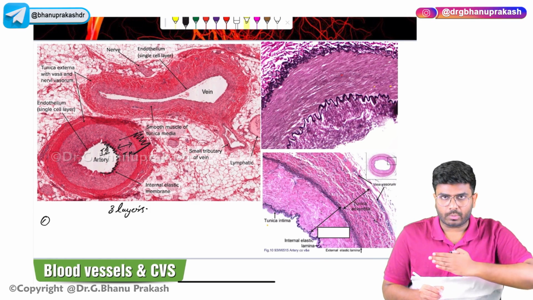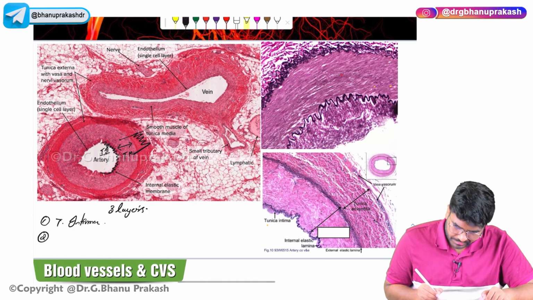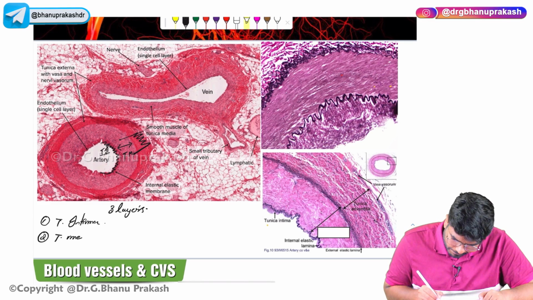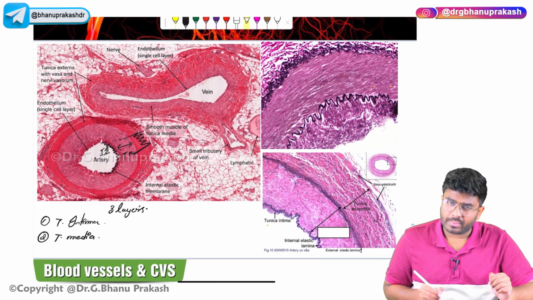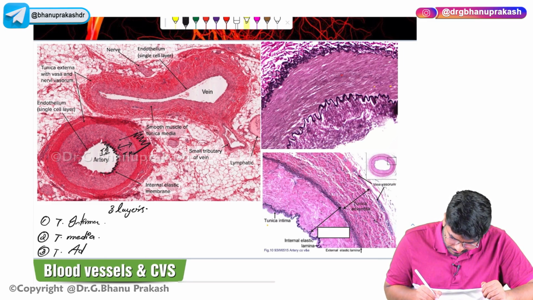From innermost to outermost: the innermost layer is called the tunica intima, made up of the endothelium. The tunica media is mainly made up of the smooth muscles, and the outermost layer is called the tunica adventitia.